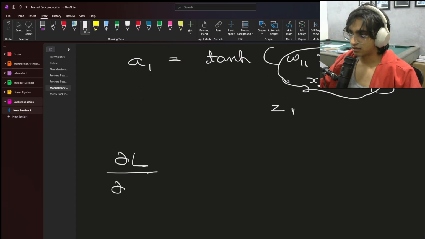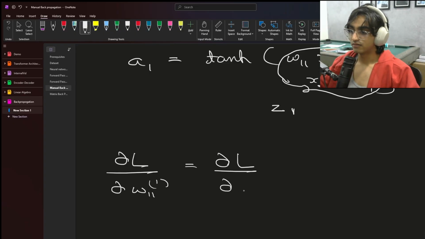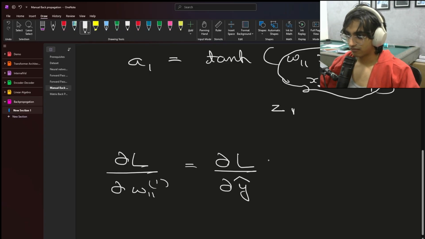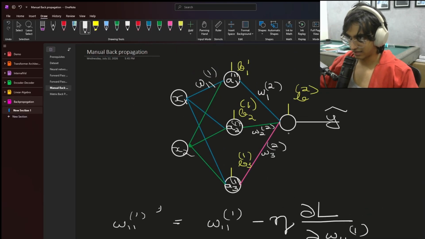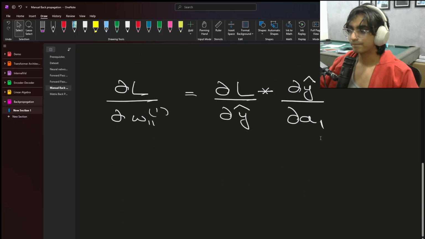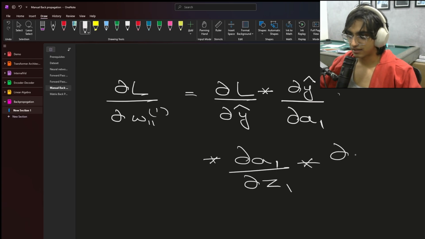essentially del L by del W11 will be the derivative of the loss function with respect to our prediction, multiplied by the derivative of our prediction with respect to A1. We're just following the chain. We're moving literally backwards. That's why it's called backpropagation. Then we multiply that with our partial derivative of A1 with respect to Z1, and then multiply our partial derivative of Z1 with respect to our weight finally.